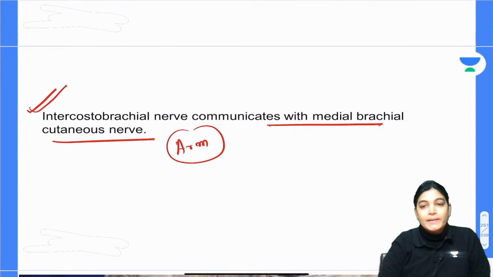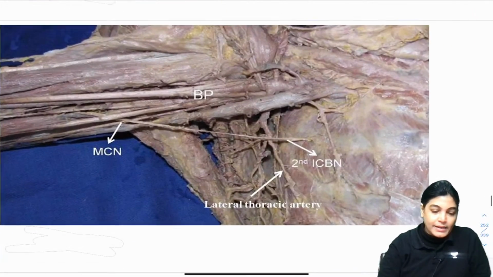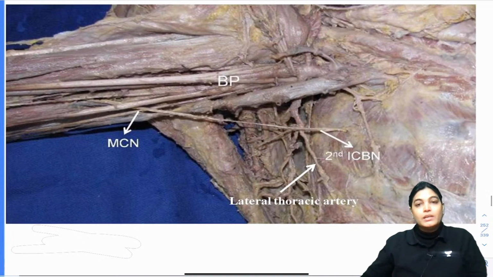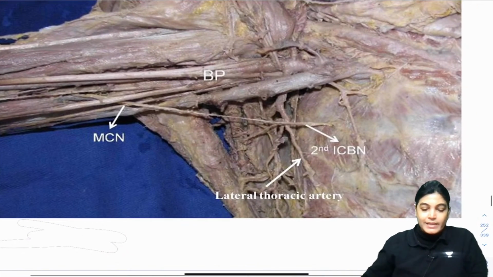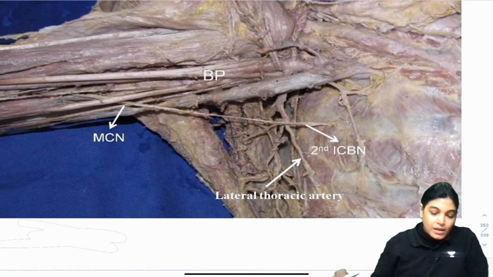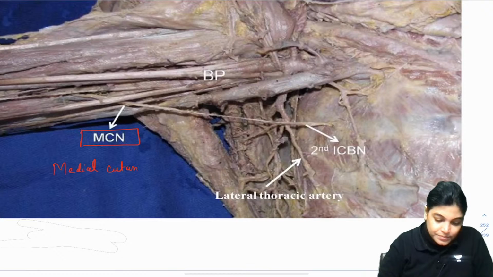Now, next important point, I will show you a diagram where you can appreciate this communication and this relation. So let me slightly enlarge this image. This is a cadaveric image in which a beautiful dissection of the axillary region has been done. So here MCN, what is this? This is medial cutaneous nerve, the medial cutaneous nerve of arm.